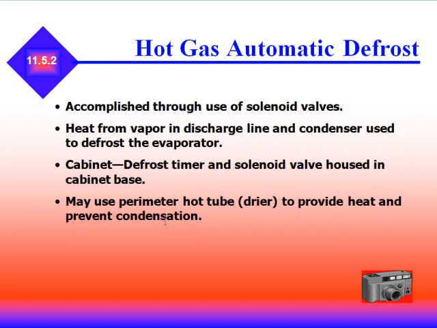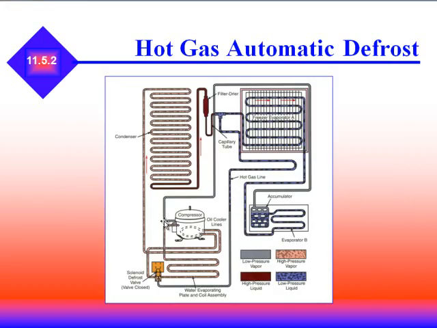Heat from the vapor in the discharge line and condenser is used to defrost the evaporator. The defrost timer and solenoid are housed in the cabinet base, and it also may use a perimeter hot tube dryer to provide heat and provide condensation. This is an example of hot gas defrost. Again, you notice the solenoid valve down at the bottom left hand of the slide, and the hot gas will actually bypass the metering device and the condenser when we're in defrost mode.